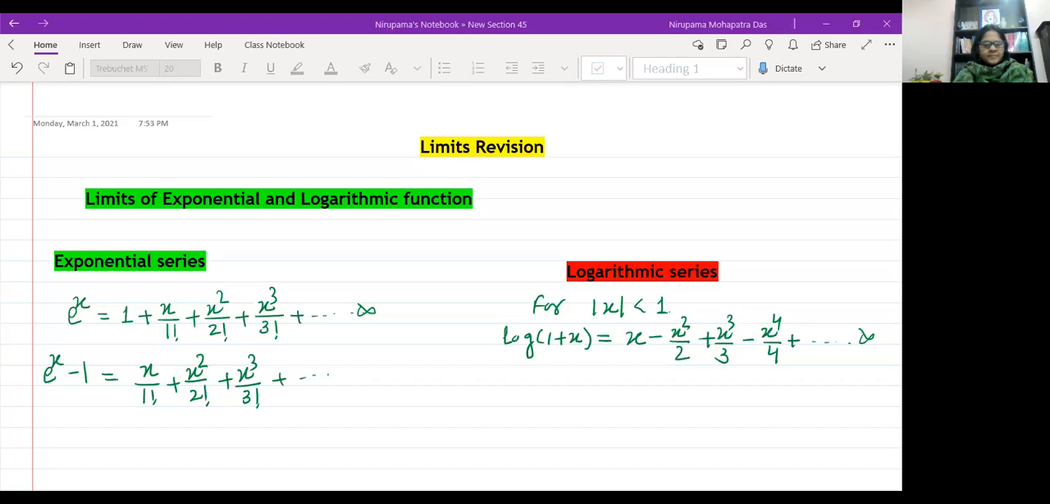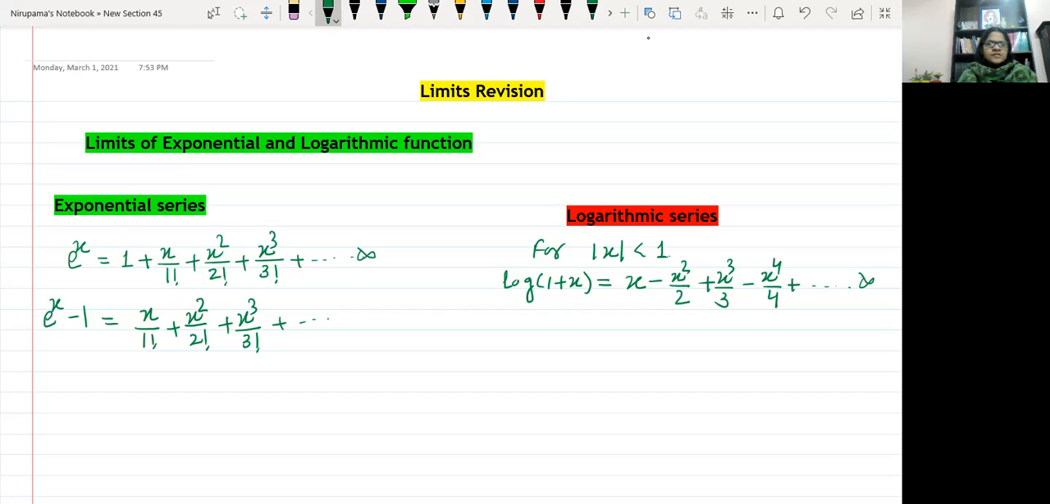And today's revision series is basically we will be studying limits of exponential and logarithmic functions. Okay, so we will be discussing the concept in a very brief manner, then we will take some questions. So as you can see on the screen, today's topic of discussion is limits and our focus is limits of exponential and logarithmic functions.